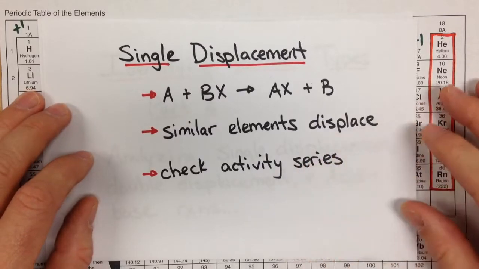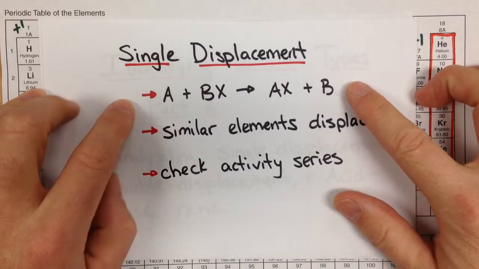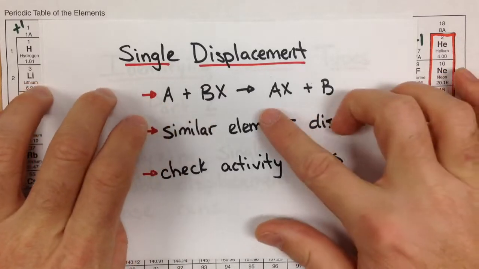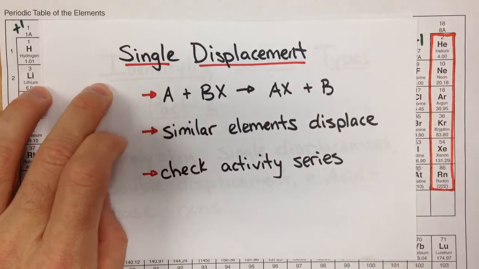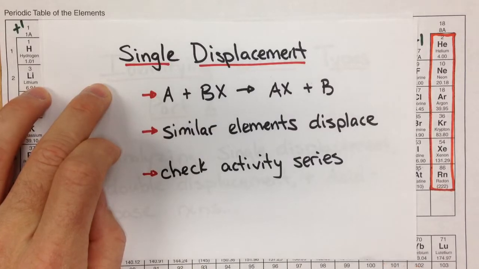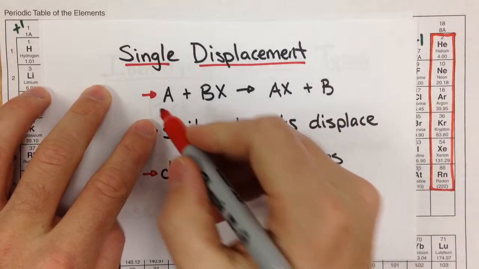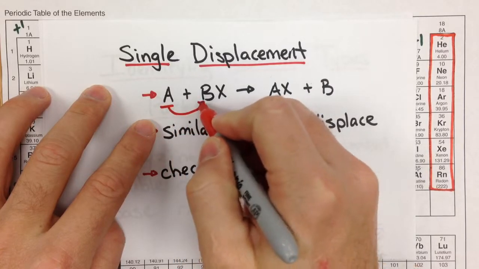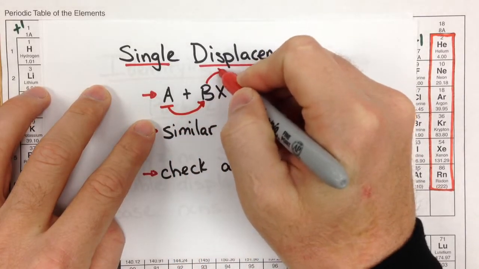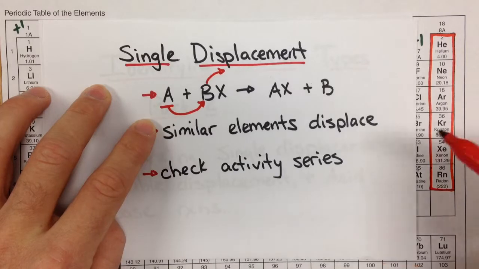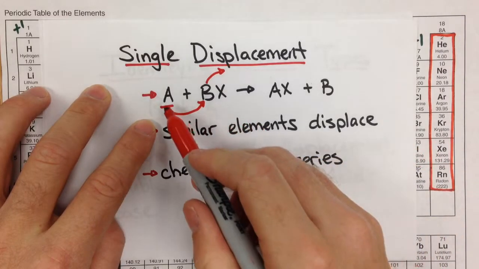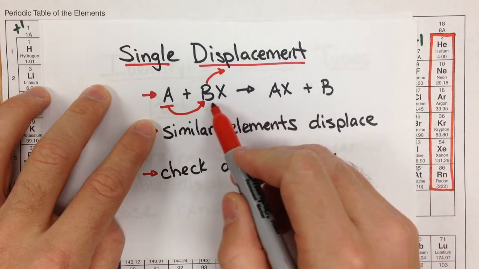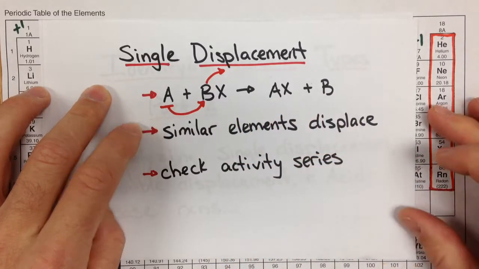In a single displacement reaction, the general form will take the shape of A plus BX yielding AX plus B. The displacement that occurs here is A is going to come in and displace B. B is going to get kicked out and be alone by itself. So that's the displacement that occurs. Since A goes into that compound, you end up with AX rather than BX.